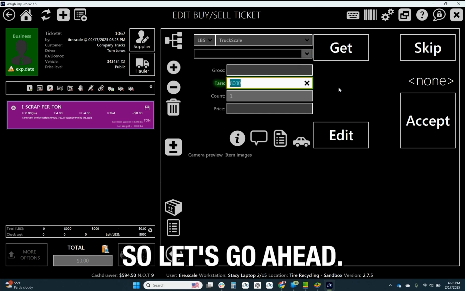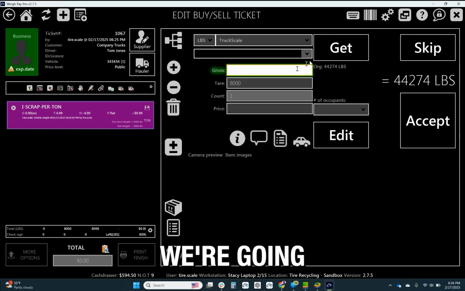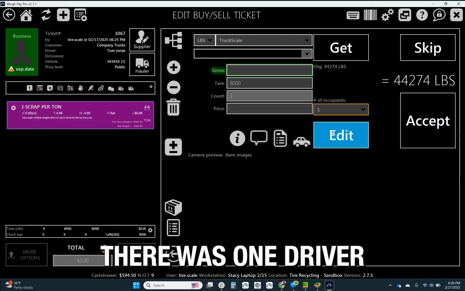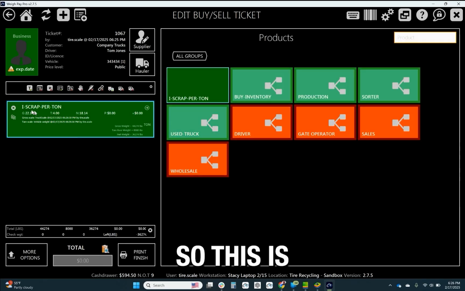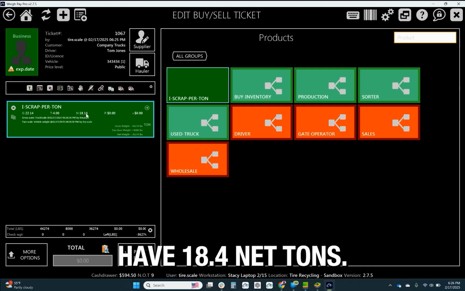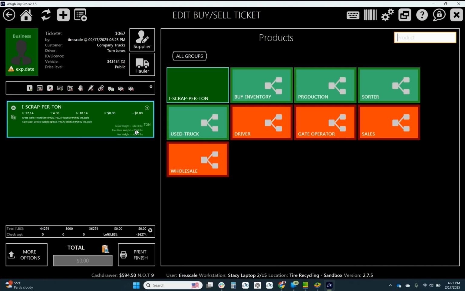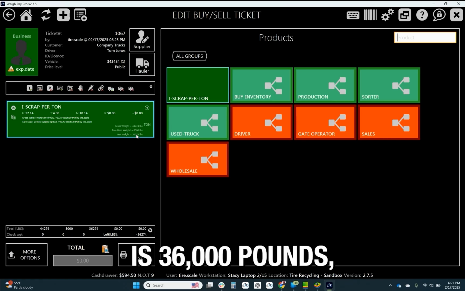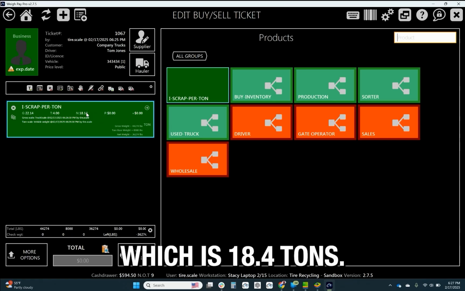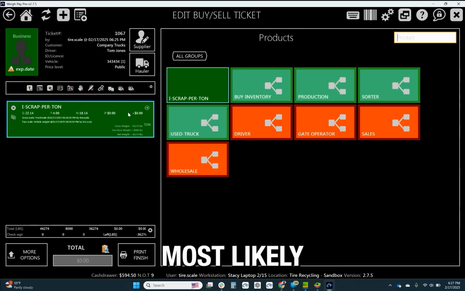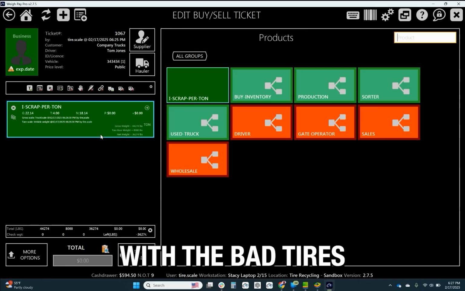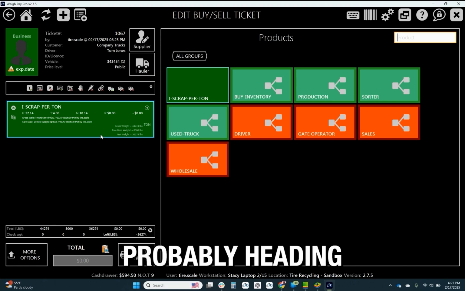So let's go ahead, and at this point, we're going to say there was one driver in the truck at the time that I got the 44,000 pounds. So this is telling me I have 18.4 net tons. You can see the pounds, 44,000 minus 8,000 is 36,000 pounds, which is 18.4 tons. So now this is what's coming into my facility, most likely to be sorted, with the bad tires being shredded, the good tires probably heading off to the retail.